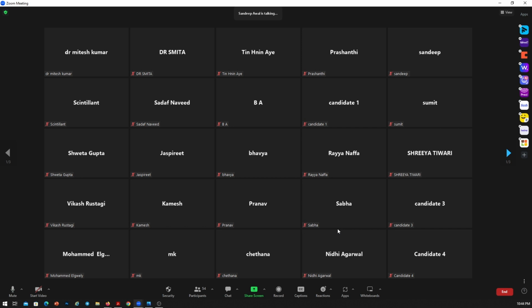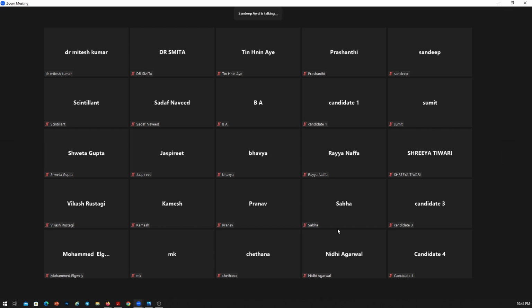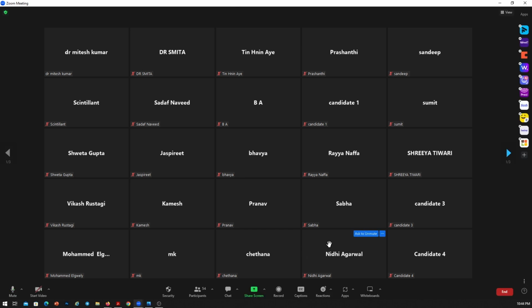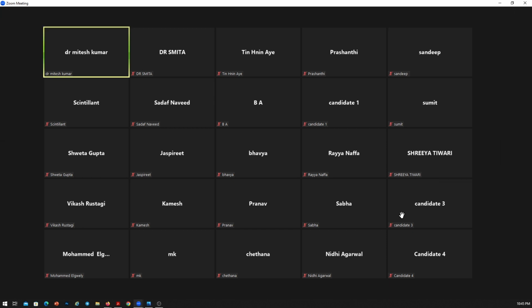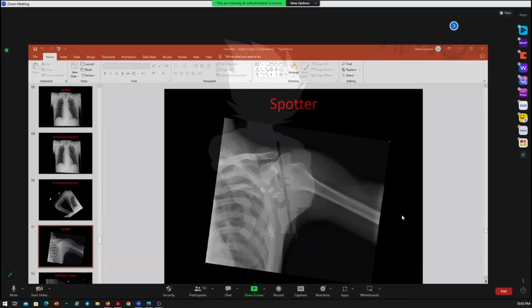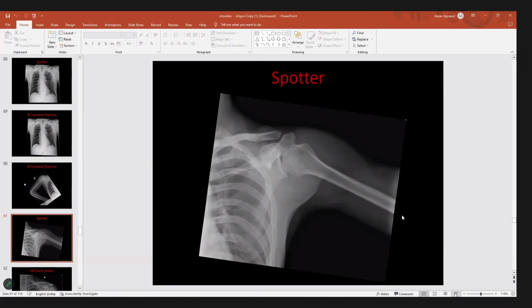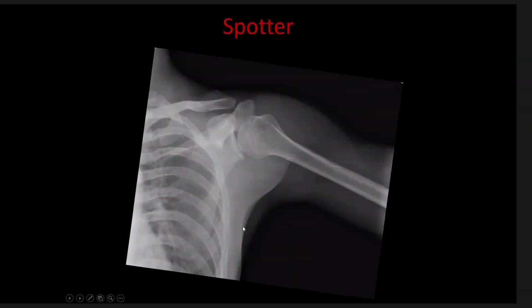One last thing, candidate 4, there is no candidate 4 for this session. So kindly rename yourself to your actual name. We only have candidate 1, 2 and 3 for this session. No candidate 4. Dr. Mitesh, if you can reshare your screen. Yes, done. So that worked. Thank you to the people who suggested this.